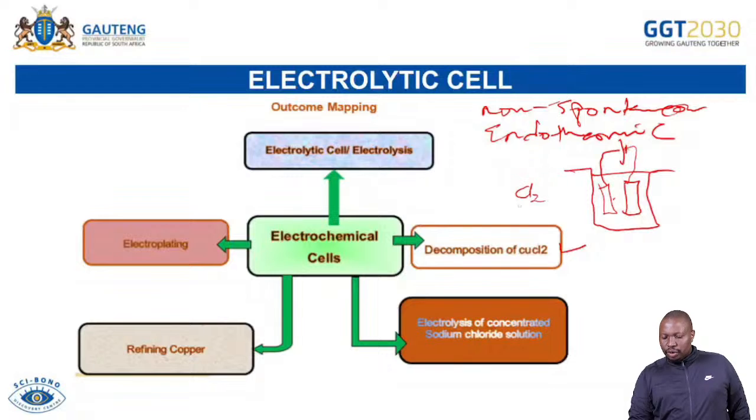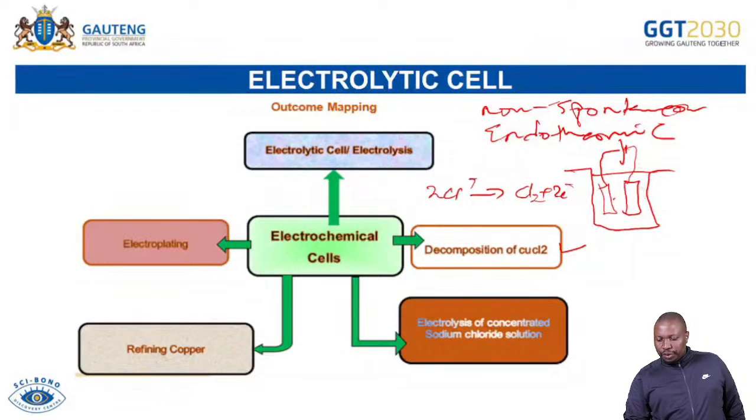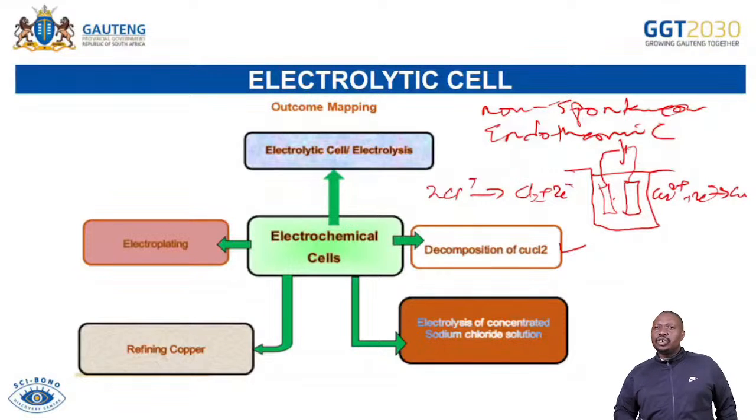You will form Cl2, and then you are able to see that you are forming the chlorine gas there, which means now you have 2Cl minus losing electrons to form chlorine gas plus 2 electrons. And at the cathode, which is now negative, you will have copper 2 plus gaining those electrons to form copper. So that's how you go about doing this cell.